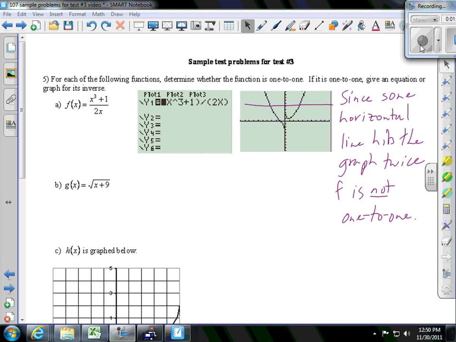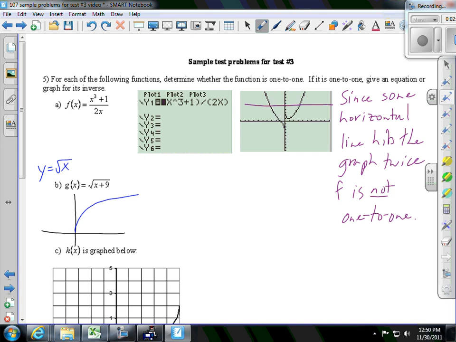Part B, g of x equals the square root of x plus 9. I'm actually hoping that we know what this one looks like without graphing it on the calculator. Feel free to confirm this on the calculator. But what I want to do is think about graphing first y equals the square root of x. And I'm really hoping that we have a sense that that's this graph. And then the next thing I want you to understand is that we're replacing x with x plus 9. So take a moment to think about what that transformation does to the original graph.